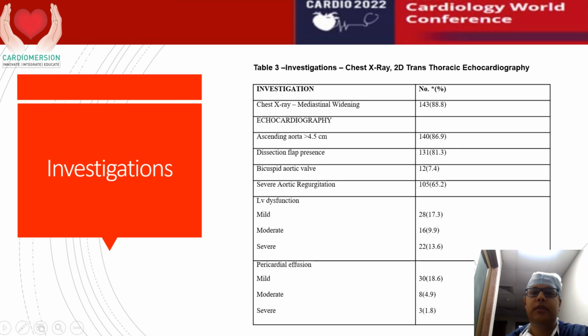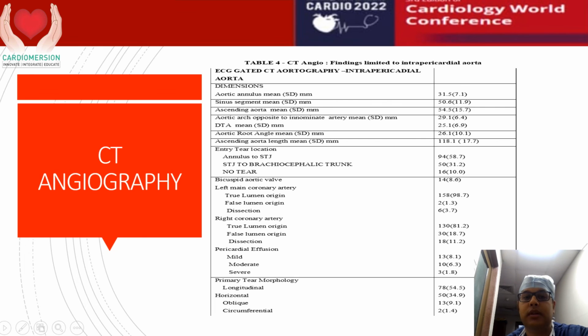The chest radiography showed a mediastinal widening in 88.8% of patients. The transthoracic echocardiogram identified a dissection flap in 81.4% of patients, and severe aortic regurgitation was present in 65.2% of patients. The mean aortic diameter was 50.6 plus minus 11 mm.